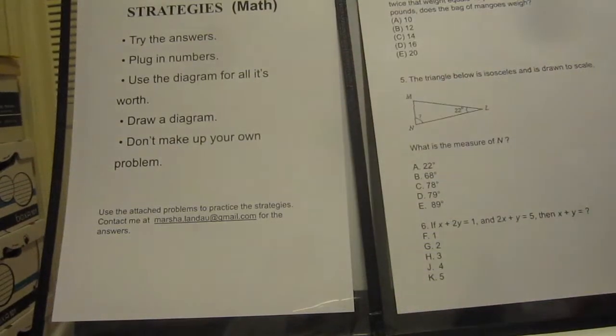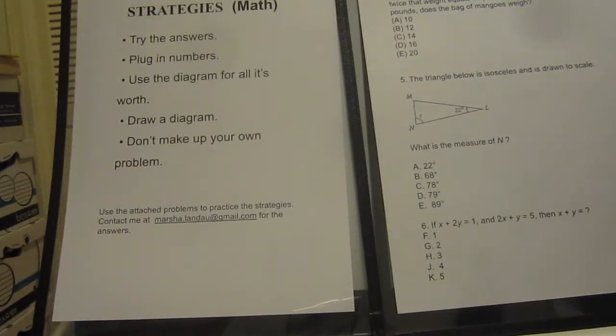So that was the plug-in number strategy on that last one. Number 4: the weight of a bag of mangoes plus 4 more than twice that weight equals 40 pounds. How much in pounds does the bag of mangoes weigh?